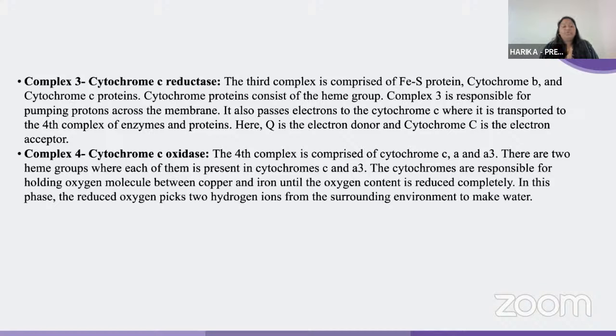There are two heme groups, cytochrome A and A3. The cytochromes are responsible for holding the oxygen molecule between the copper and iron until the oxygen is reduced completely. In this phase, the reduced oxygen picks up two hydrogen ions from the surroundings and forms a water molecule.